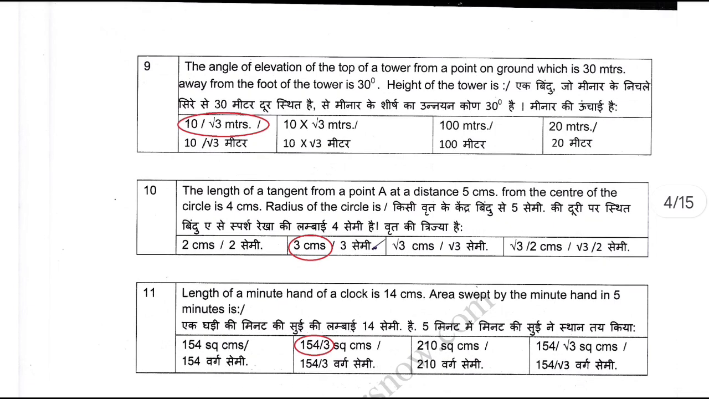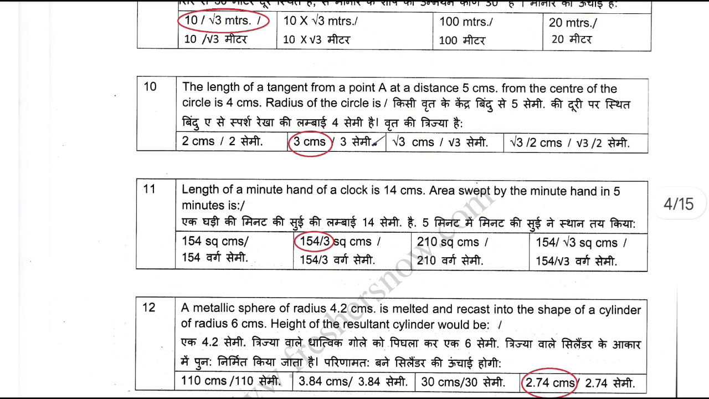Number 9: the angle of elevation of the top of a tower. The answer is 10 by root 3 meters. Number 10: the length of a tangent from a point A at distance 5 from the center of the circle is 4 centimeters. Radius of the circle is 3 centimeters.